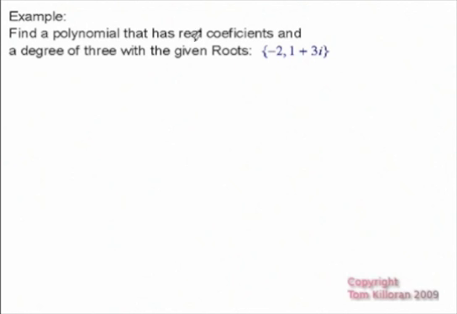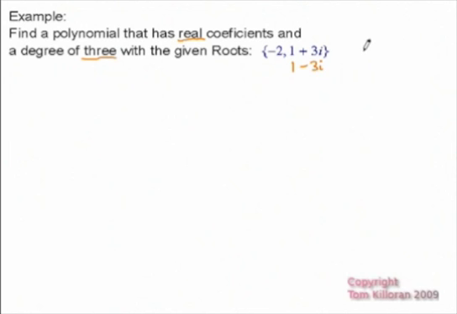The problem here is this polynomial has real coefficients and it has a degree of 3. Well, if it has a degree of 3, it should have 3 roots. And if it has real coefficients, you can't just have 1 plus 3i as one of the roots. So the third root is its conjugate. The conjugate root of 1 plus 3i is 1 minus 3i, and that's the complex root theorem, that if you have one, you have to have the other.